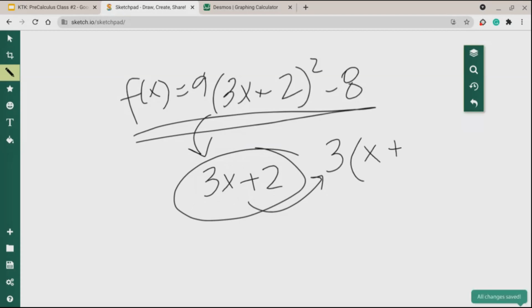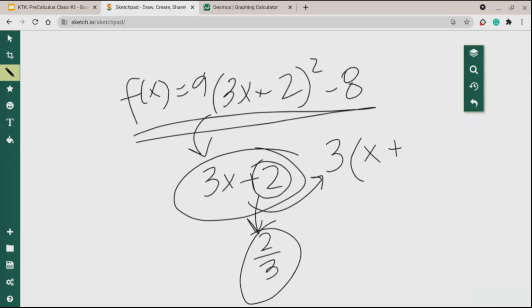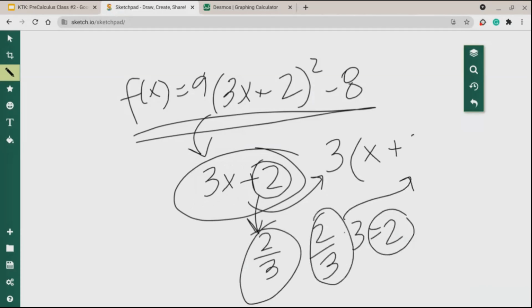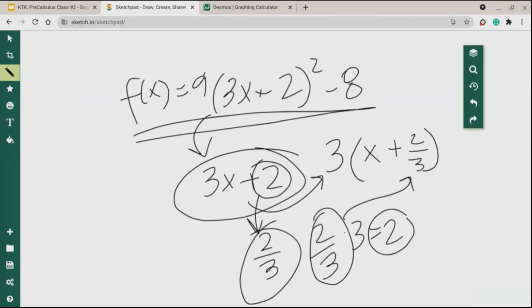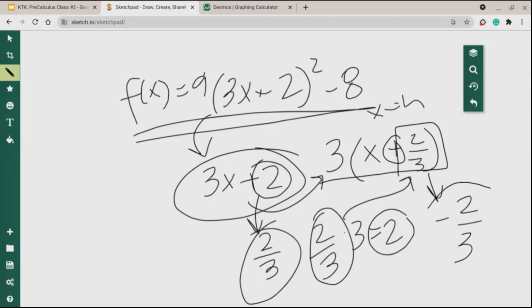So what happens when we take out that 3 from this 2? Naturally, we're going to divide that 2 by the 3 in order to receive a number that is equal to 2. So we have 2/3 times 3 is equal to 2, right? So we're going to put that 2/3 right in the middle. All we're doing right now is restructuring this in a way where we can clearly see that this is only an expression with x. So we have that 3 times (x plus 2/3), and because it would be x minus h, this would be a negative 2/3. So a translation left by 2/3 units.